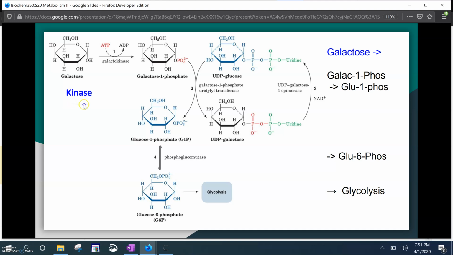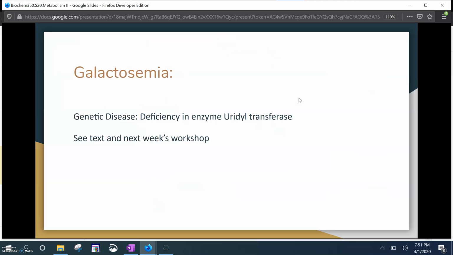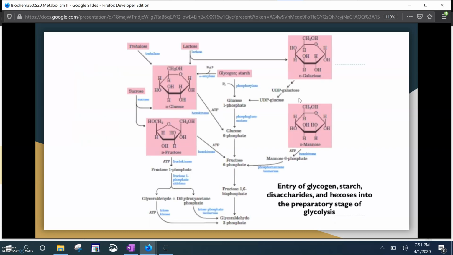But again, we need another kinase, we need an epimerase, and we need a transferase. And there are genetic diseases in which this uridyl transferase enzyme is defective, and that can lead to diseases and deficiencies in this enzyme. And this will come up in the text, and we'll see it in some of the workshops, and maybe again this could be something that people could do for a topic.